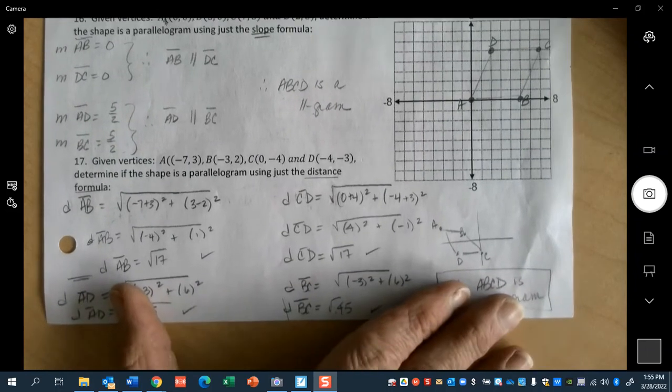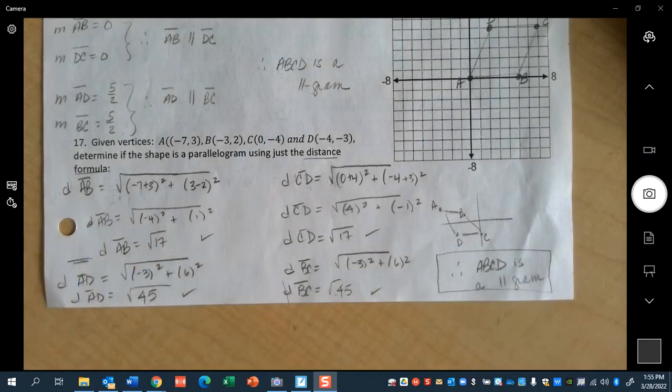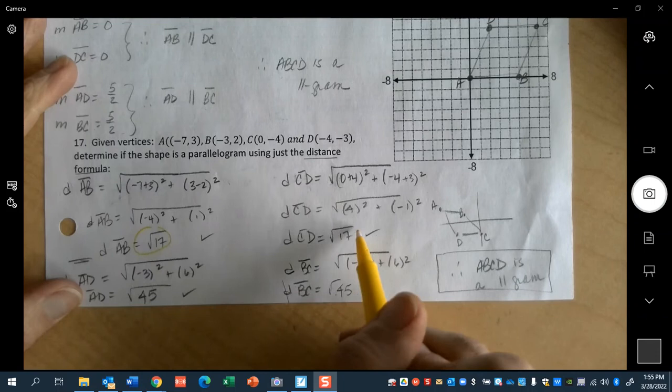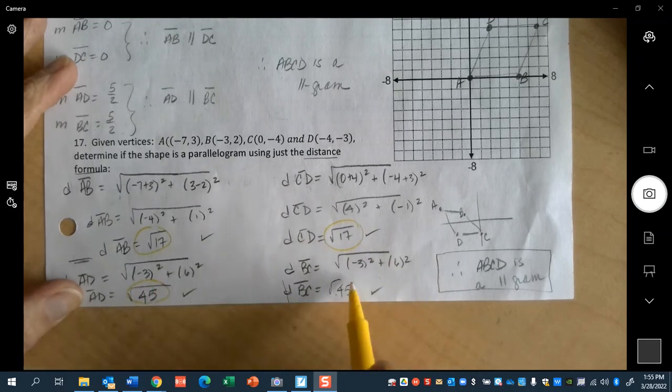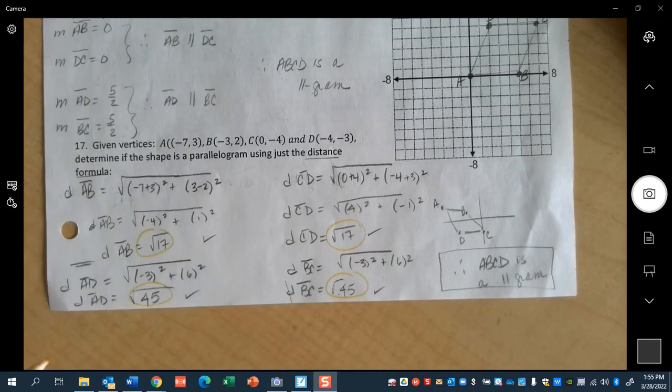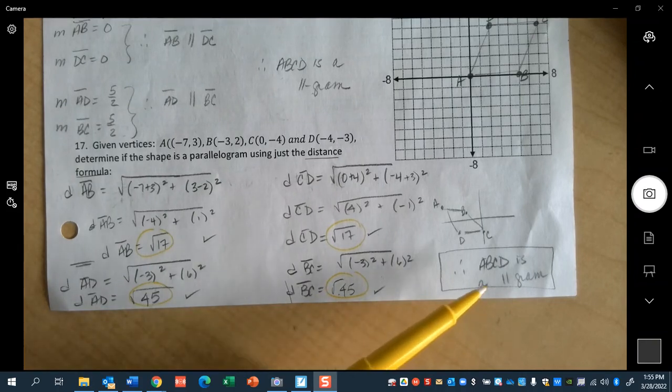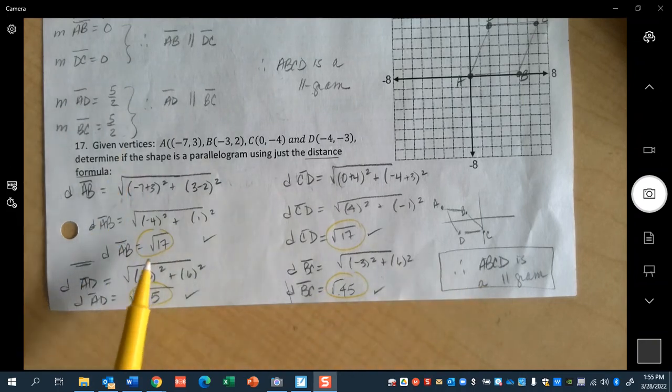For number 17, just the distance formula. And again, I'm fine with you leaving your distances unsimplified, because that makes it easier for you to see that they're the same. Therefore, ABCD is a parallelogram, because I have two sets of opposite congruent sides.